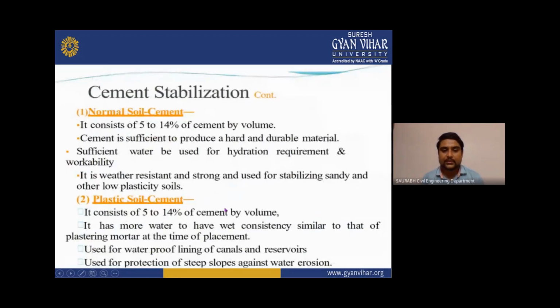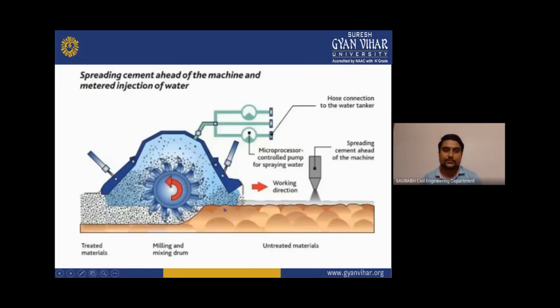It consists of 5 to 14% of cement by volume. It has more water, to have a consistency similar to that of plastering mortar at the time of placement. Used for the waterproof lining of canal and reservoir. Used for the protection of steep slope against water erosion.